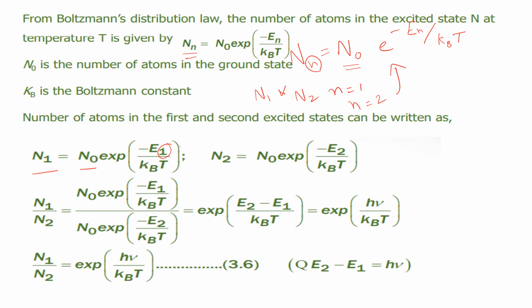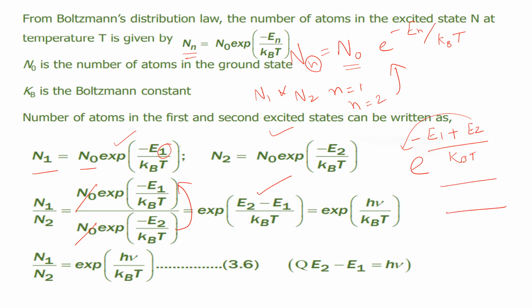Now N1 divided by N2. We are substituting the equations. Then N0, N0 get cancelled off. Then e power minus E2 by kBT in the denominator is taken to the numerator. Thereby we get e power minus E1 plus E2 divided by kBT. Then E2 minus E1 by kBT. The difference in the energy levels E2 and E1 is given as h nu. We know the energy is equal to h nu. The difference in the energy level is taken as h nu here.